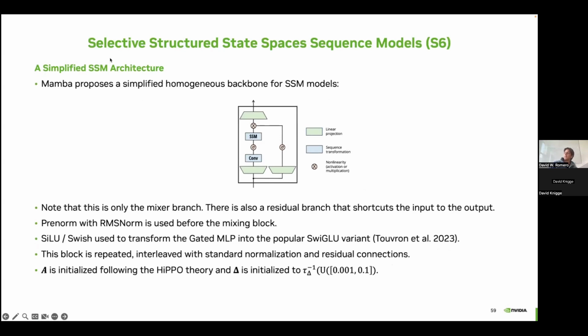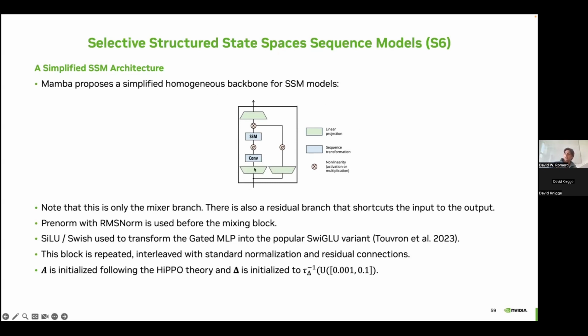So they took the SSM, and on top of the Mamba way of mixing that they provided, they propose this homogeneous backbone for SSM models, which combines a lot of developments in the LLM literature, like the SwiGLU nonlinearity. And so what they have is, here's your input. You upscale the hidden dimension by 2, and then you do a small convolution.